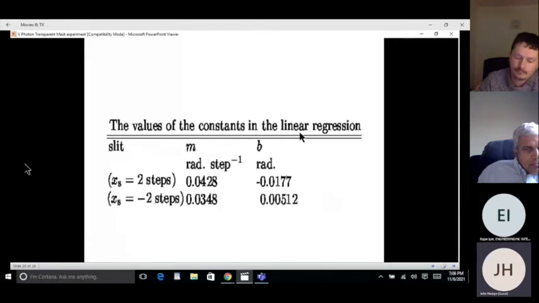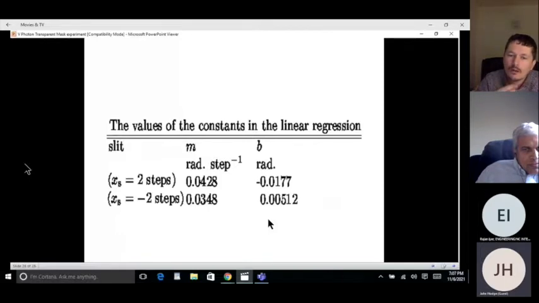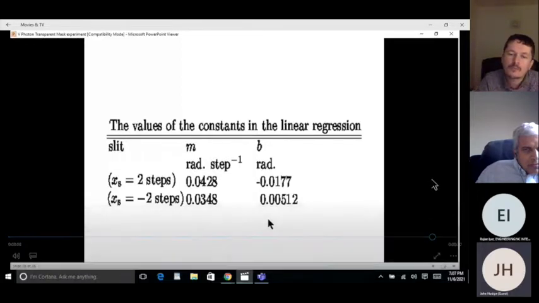And when you apply a linear regression to those values, you find that one slit is directing the photons in the negative direction, the other in the positive direction, thus achieving a separation of the slits, which is exactly what Afshar claims.